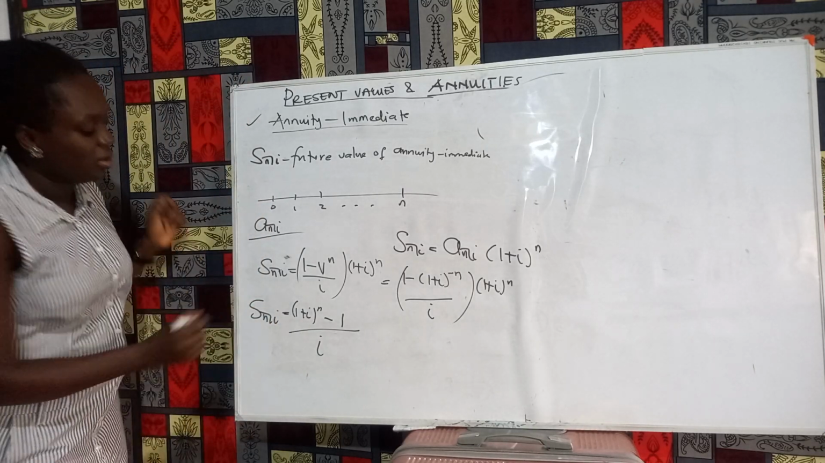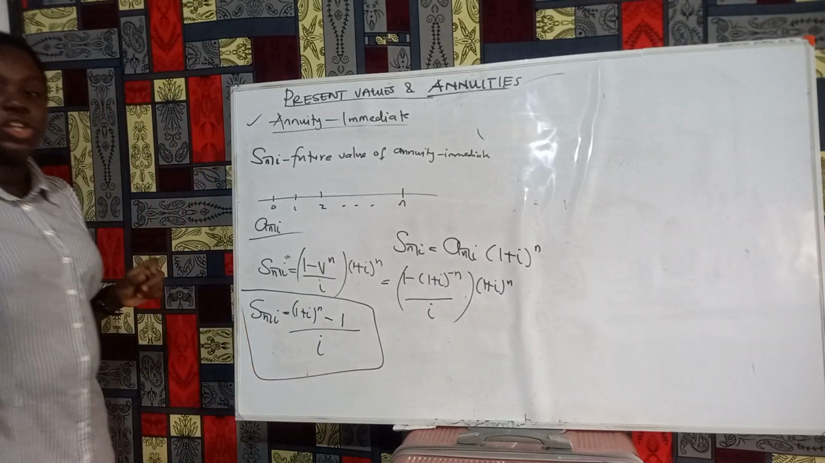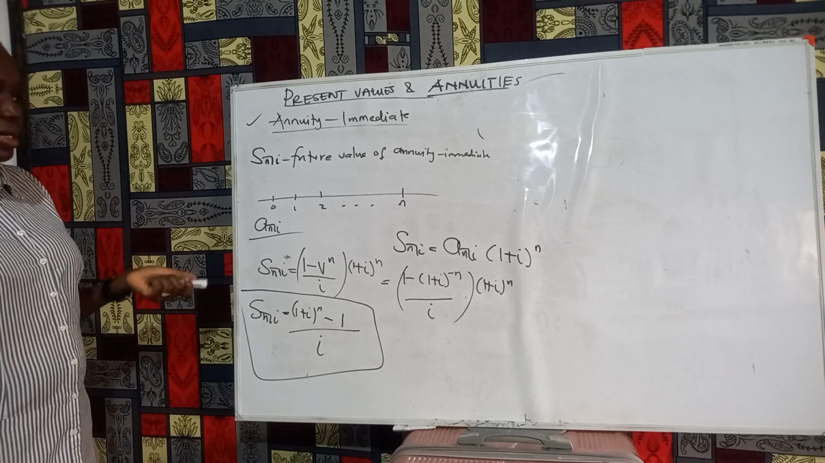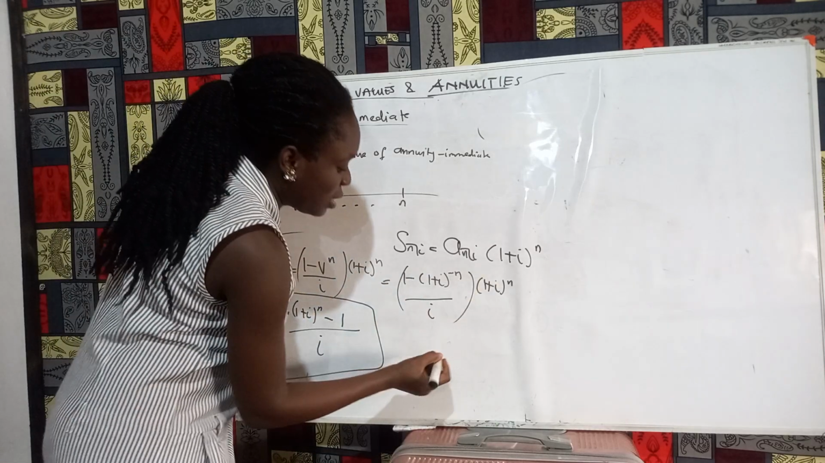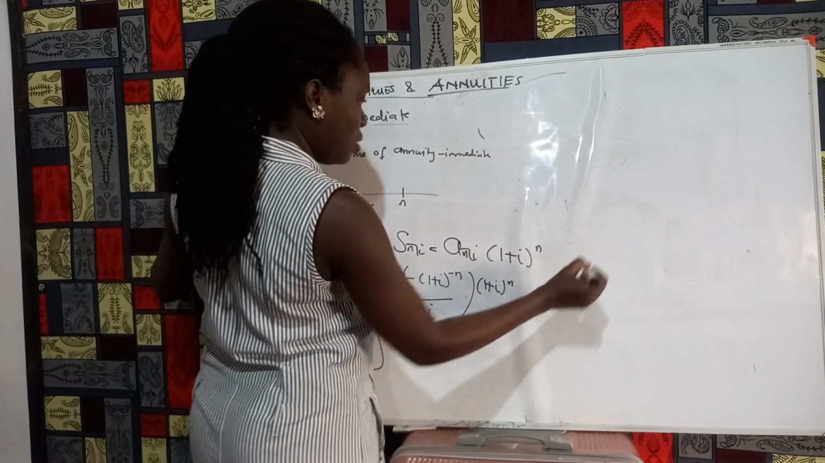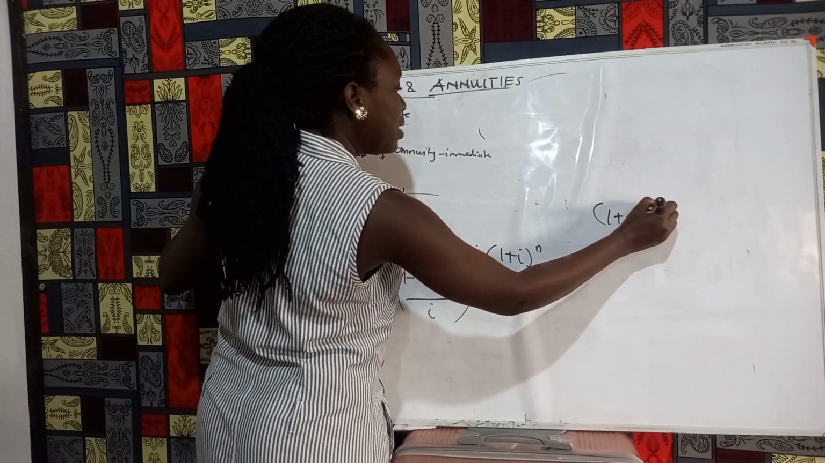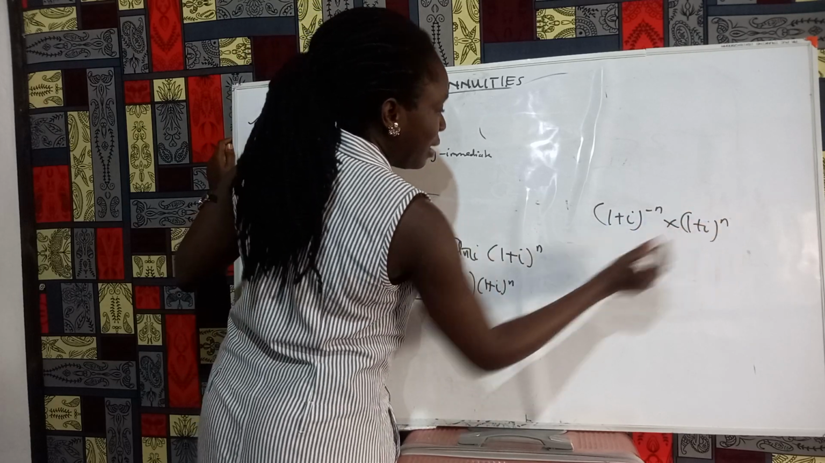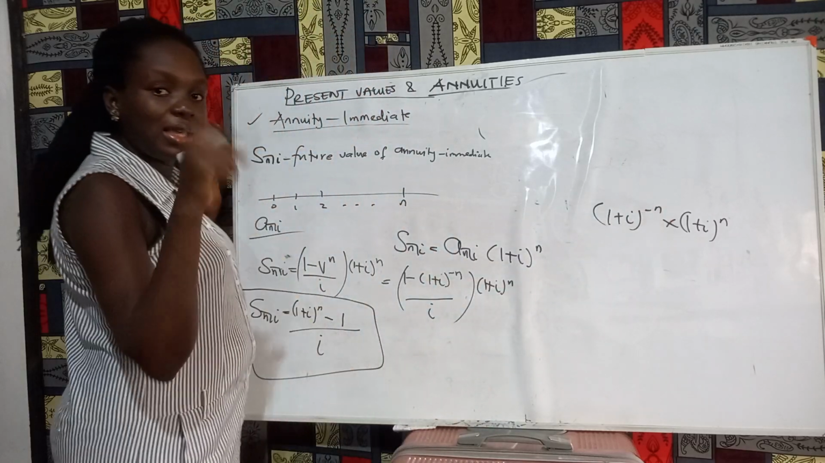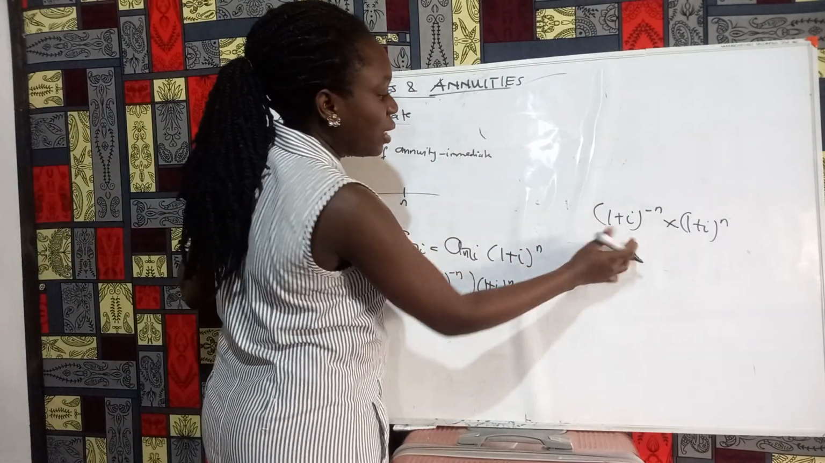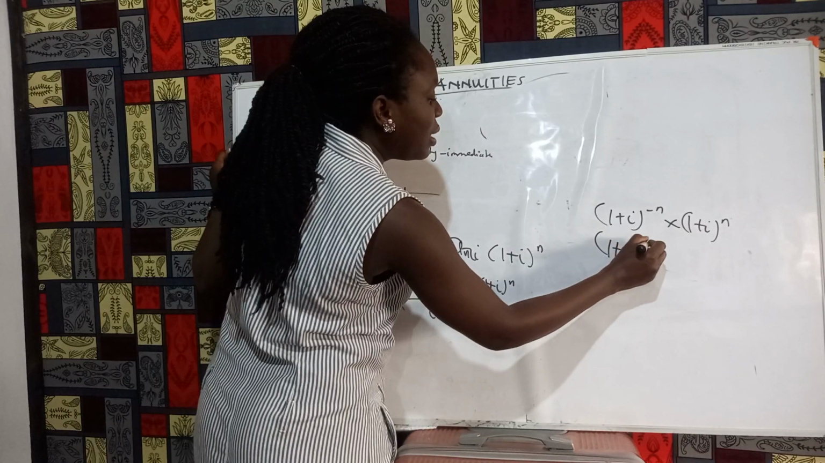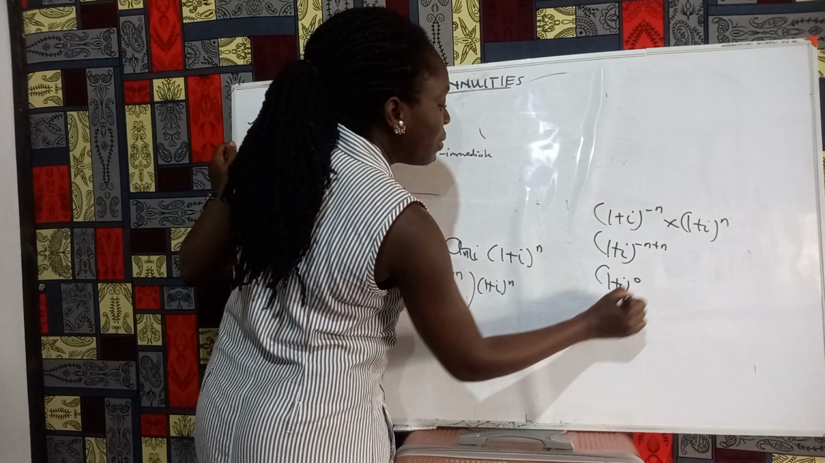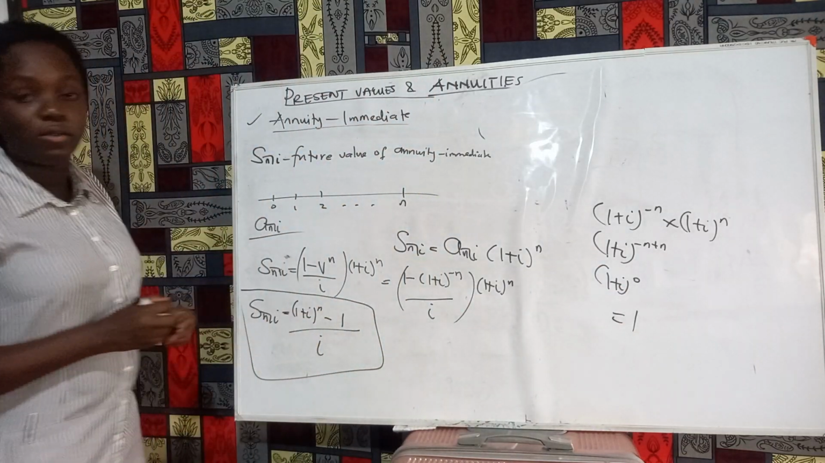So this is the formula for future value of an annuity immediate. What I was talking about with these two is that if you consider 1 plus i to the power minus n multiplying 1 plus i to the power n, we are multiplying some powers of exponents. So this is 1 plus i to the power minus n plus n. n minus n is 0. You have 1 plus i to the power 0, which is equal to 1. That's how come we have 1 over here.